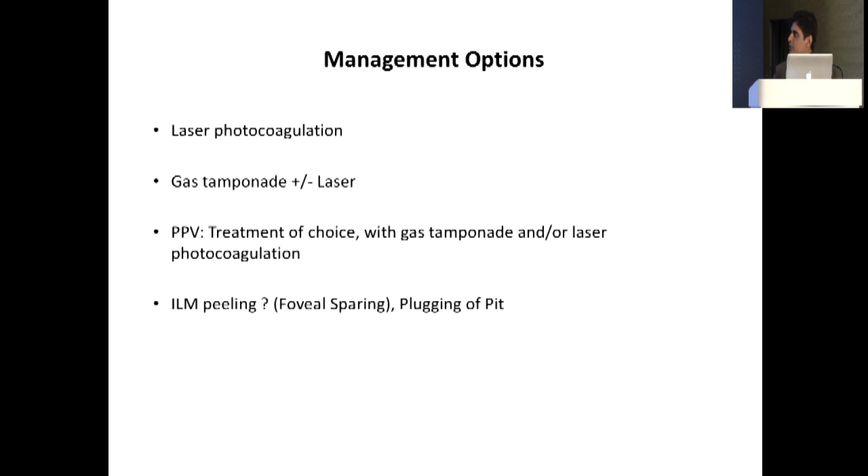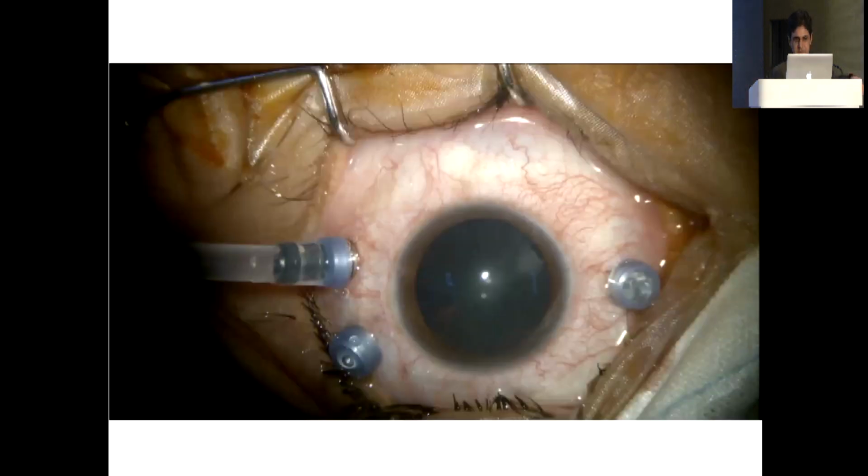Initially, if we go back by history, they used to do a laser along the temporal side of the disc to stop the progression of the fluid. However, it can also be associated with some tissue damage. Then came pars plana vitrectomy with laser and gas tamponade, and now we have come to the concept of doing a foveal sparing ILM peeling and plugging the pit with different sorts of things. It has just become like a dumping bag. So is it really required or not?